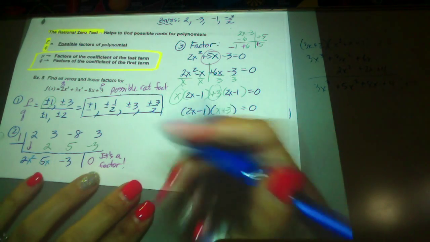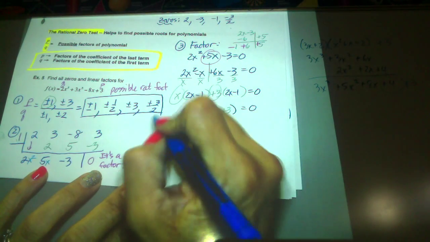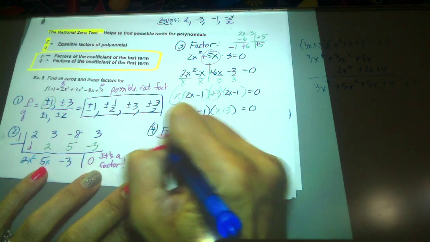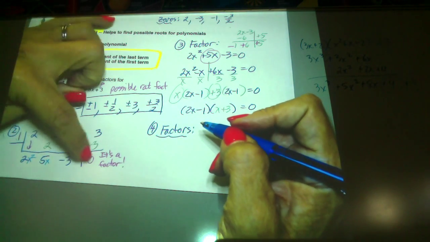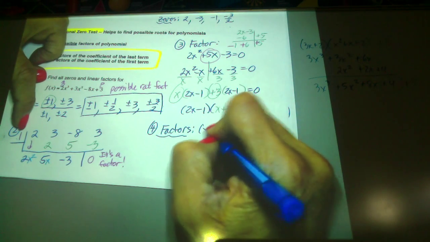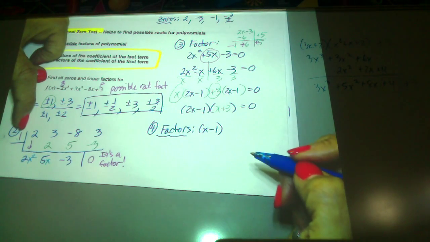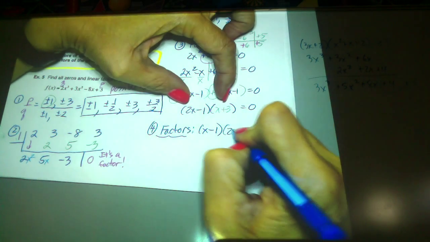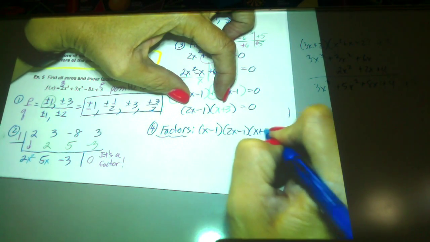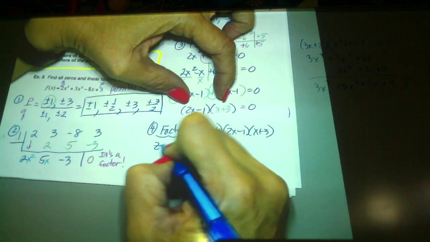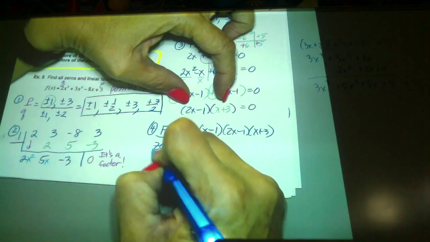So I can write out my factors, and they want my zeros also. So step 4 would be my factors. My first factor was here with the 1. So how do I write that as a factor? Opposite sign, so x minus 1. And these ones are already written in linear factor form. So you've got 2x minus 1 and x plus 3. So there's your factors. Then your zeros, you have to set those equal to 0 and solve.